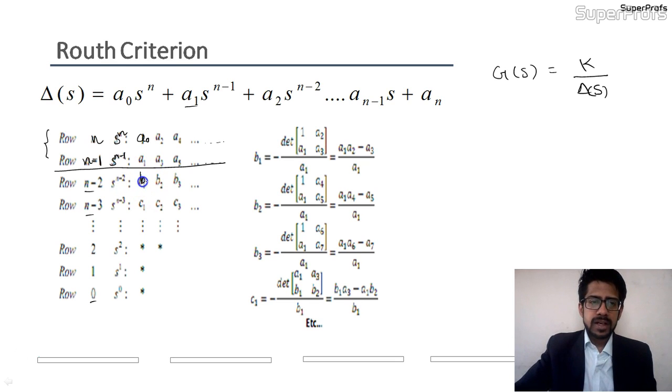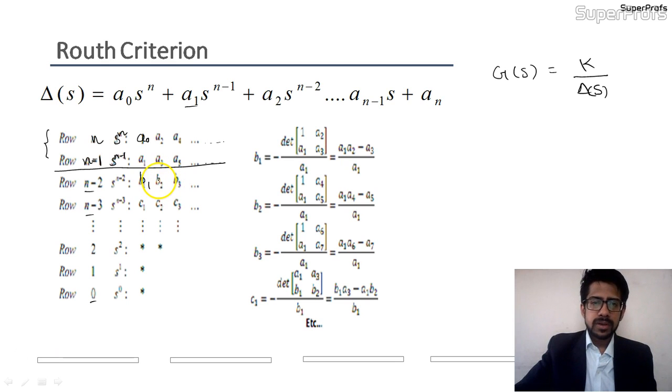B1, which occurs at the first position for the s raised to n minus 2 row, is calculated as the determinant of a0, a3, a1, a2. So basically you multiply a1, a2 minus a0, a3. Look at the negative sign here. If you take the determinant and multiply it by the negative sign, you will get a1 into a2 minus a0 into a3 divided by a1, and this is how you calculate b1.